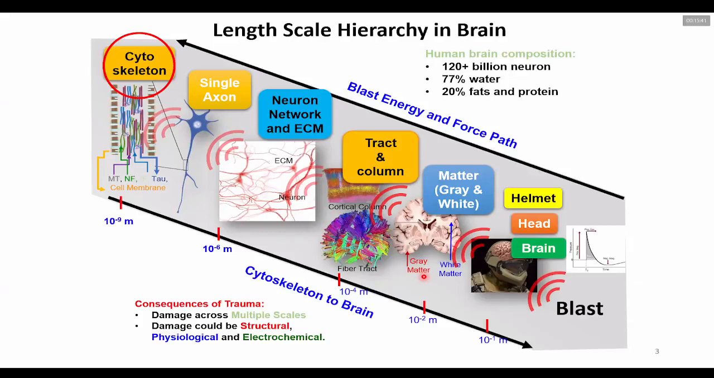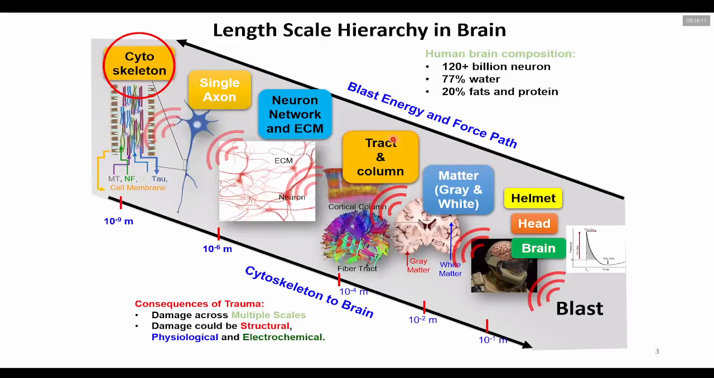But if you know about the anisotropy and length scale of the mechanical properties of the components of the brain, you can see that the propagation and extent of injury is different at different length scales. For example, in macro scale, the injury will be different. At tissue scale, the injury will be different.